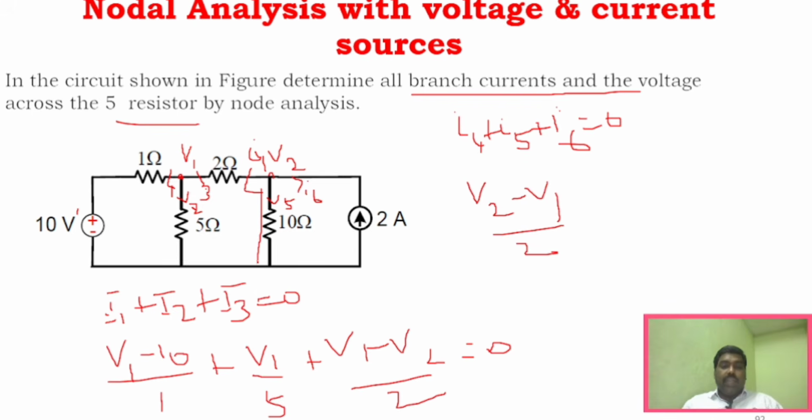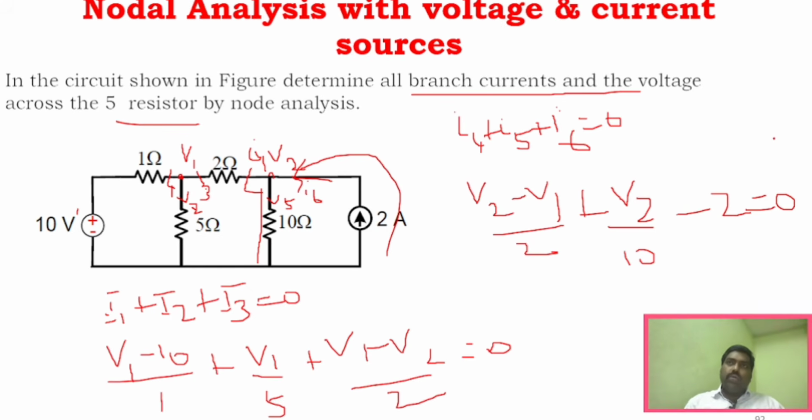And if you take this particular branch, it is V2 divided by 10, right? And then if you take this particular branch, there is no resistor. You can see the current source is given, and it is directed towards this particular node. So it will be minus 2. I have already said for a current source, if it is approaching the node, it will be minus. If it is leaving the node, then it will be plus. So you see these two expressions: this is equation 1 and this is equation 2.